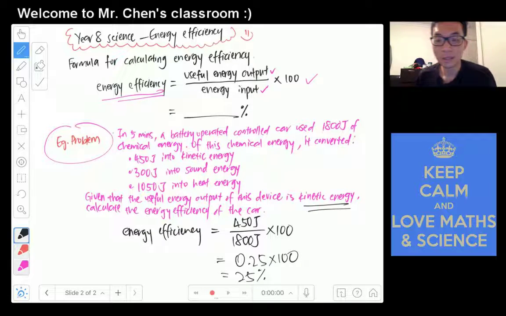As you can see, it is not very efficient. To be considered efficient, you want it to be over 70% or more. Obviously, the closer to 100, the better. So that is how you calculate energy efficiency.